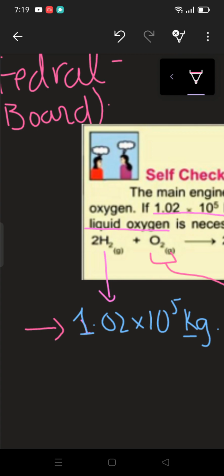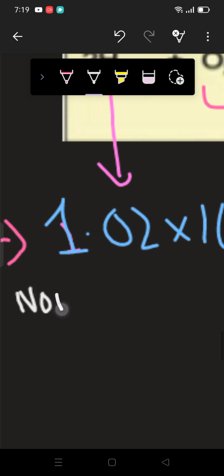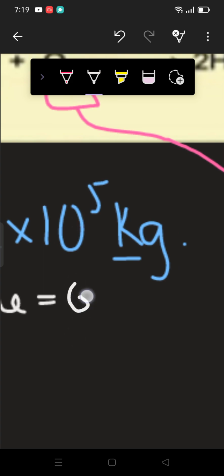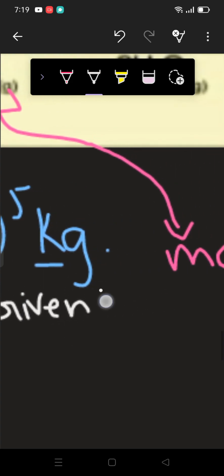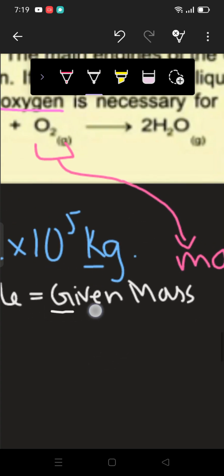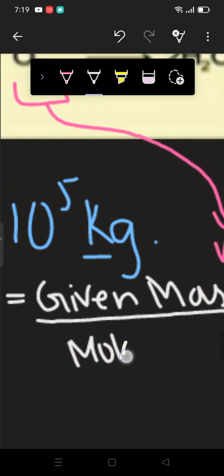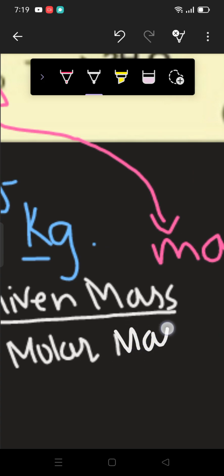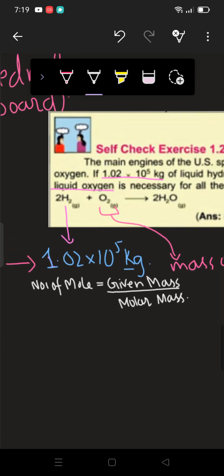Here, which formula are we going to apply? See, the mass is given in the question and we know the molar mass of hydrogen as well, which means we can easily find the number of moles, right? So we're going to apply the first formula, which means number of moles is equal to given mass per molar mass.